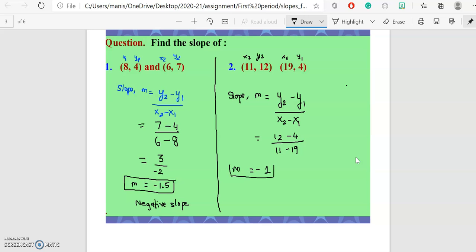Now my question to you is: is this a positive slope or a negative slope? Yes, you are right. It is a negative slope.